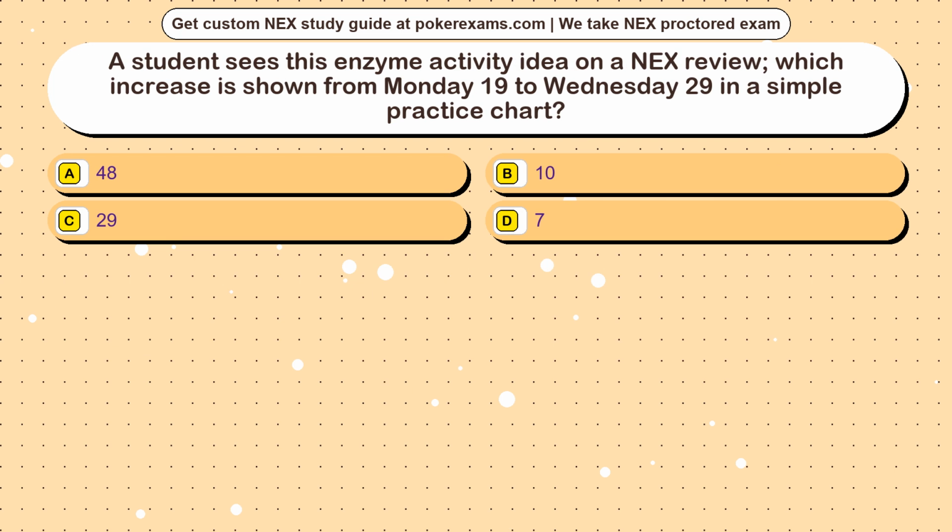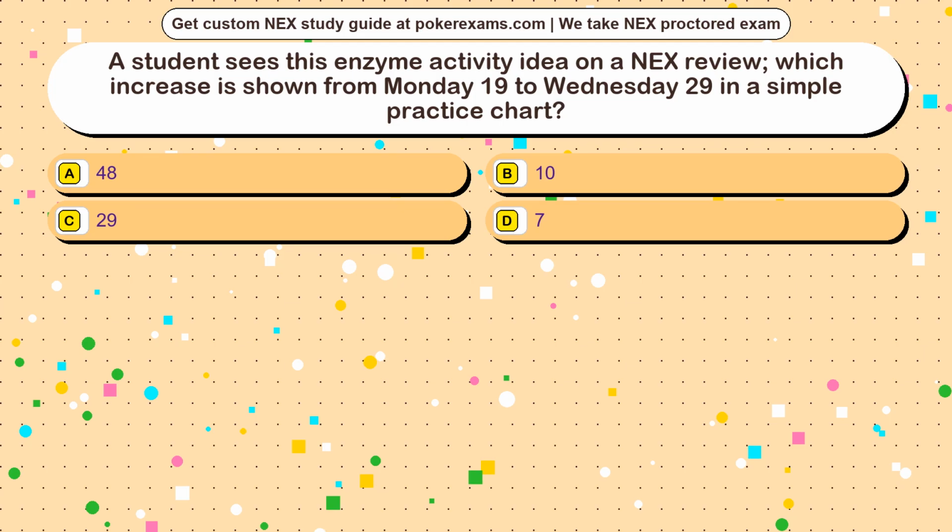Question 10. A student sees this enzyme activity idea on a NEX review. Which increase is shown from Monday 19 to Wednesday 29 in a simple practice chart? Option A, 48. Option B, 10. Option C, 29. Option D, 7.